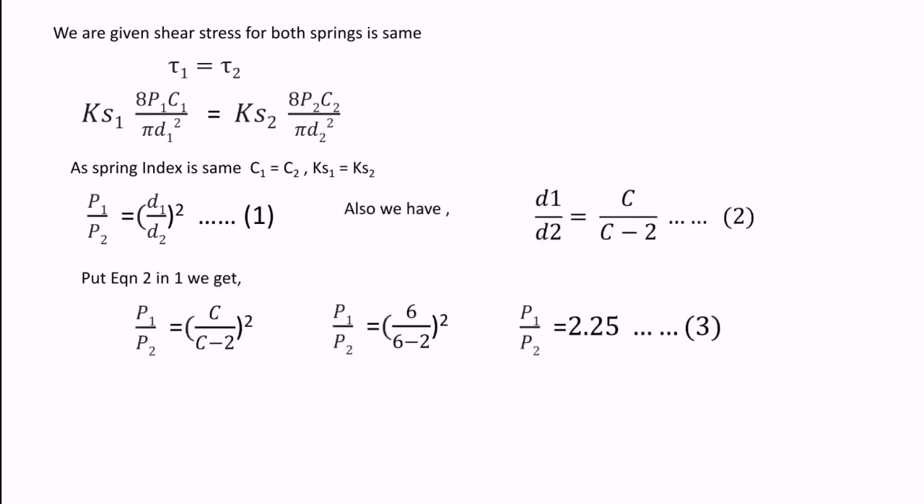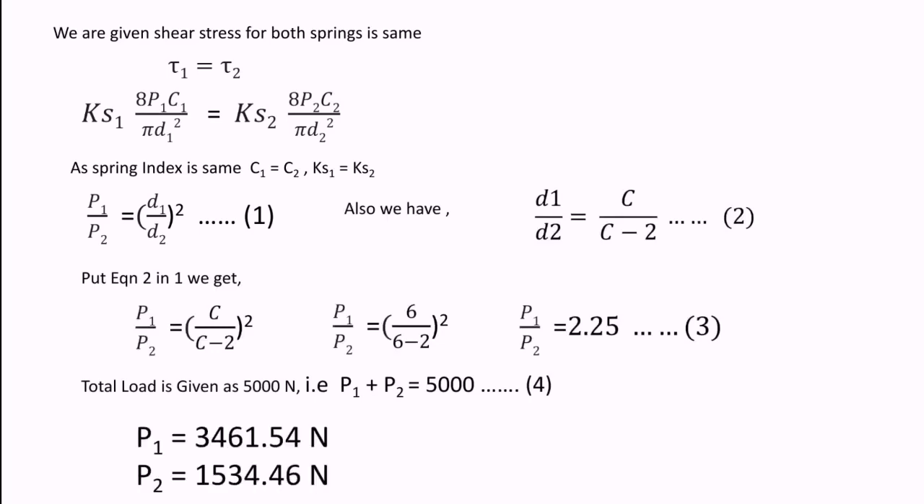Hence, I can write P1 plus P2, that is load on spring 1 plus load on spring 2 should not exceed 5000, that is P1 plus P2 is equal to 5000. Solving equations 3 and 4 simultaneously, I will get the value of P1 as 3461.54 newtons and P2 as 1538.46 newtons. This was the step which is different from what we have solved earlier.